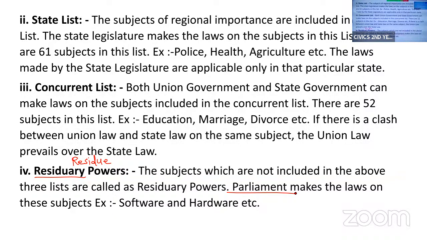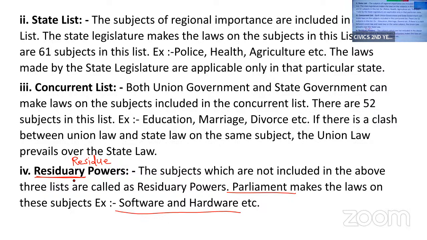Here we can take the example of software and hardware. The laws for software and hardware, your cyber laws, all these laws are made by the Parliament. So this is residuary. Why are we calling it residuary powers? Because these subjects or items are not included in any of the above three lists, that is union list, state list, and concurrent list. For that reason, we are calling it residuary powers.